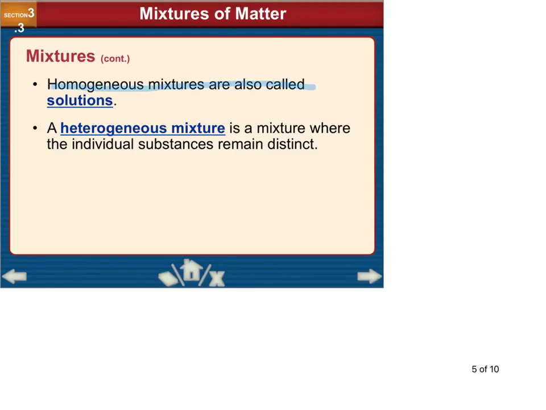Homogeneous mixtures, also called solutions, so those will be used interchangeably. When we say solutions, we mean homogeneous mixture. Heterogeneous mixture, substances remain distinct. If it's a liquid, a homogeneous mixture or solution tends to be clear. Heterogeneous mixtures tend to be cloudy.